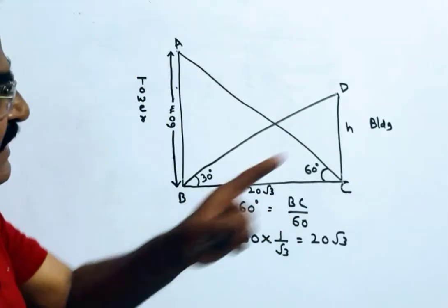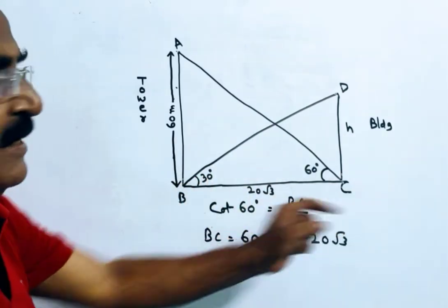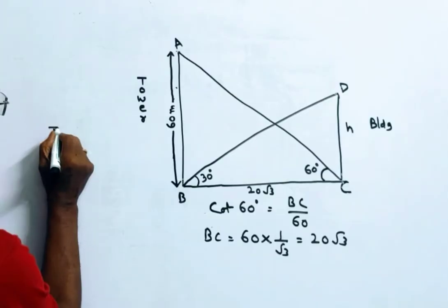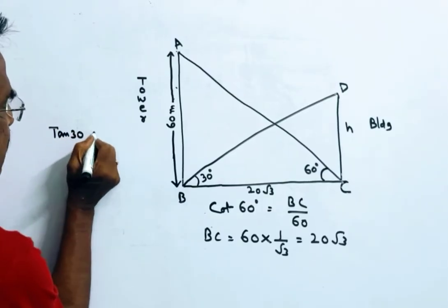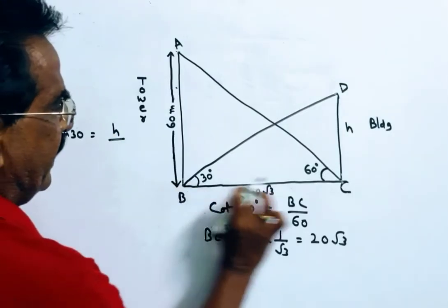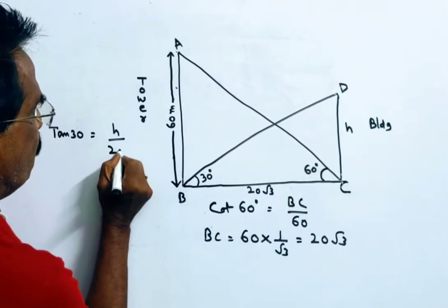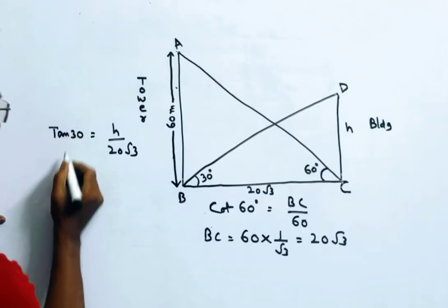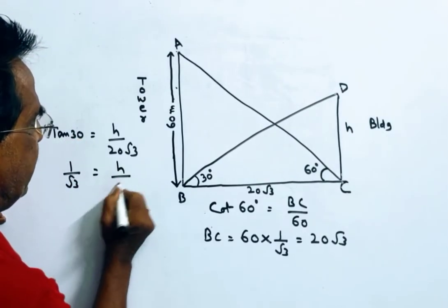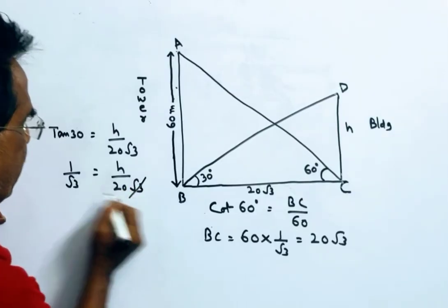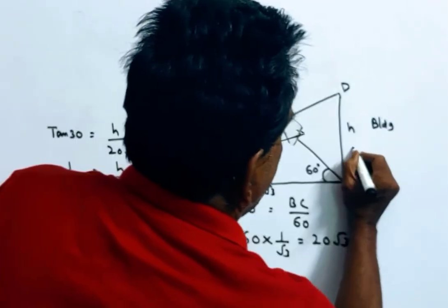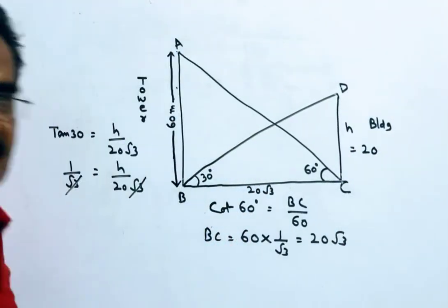Now let us consider the triangle DBC. Friends, in triangle DBC, tan 30 is equal to opposite side, that is the height of the building, H, by adjacent side BC. BC is equal to 20 root 3. Friends, tan 30 is 1 by root 3. So 1 by root 3 is equal to H by 20 root 3. Root 3 gets cancelled. So the height of the building is equal to 20, friends. H is equal to 20 meters. Thank you.